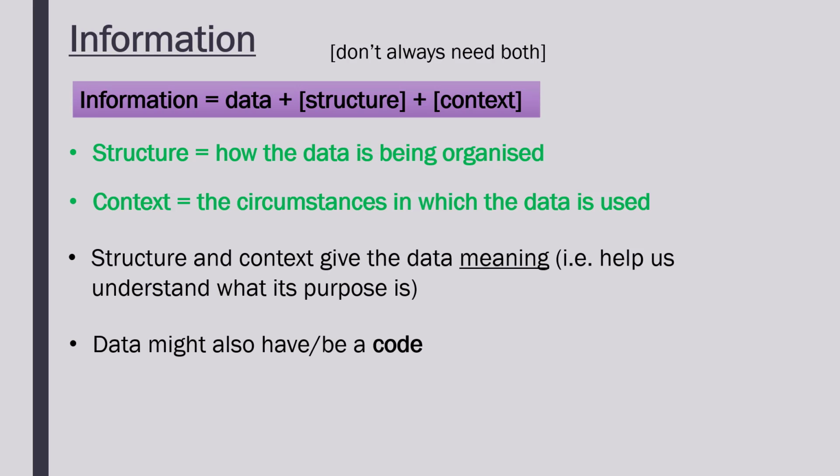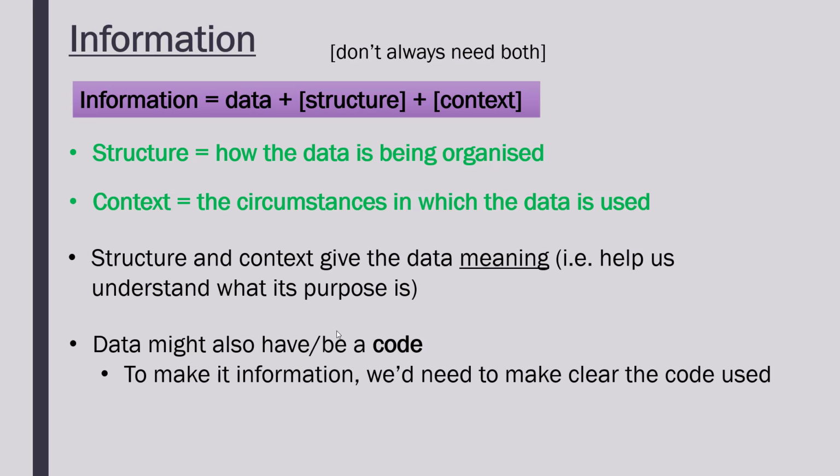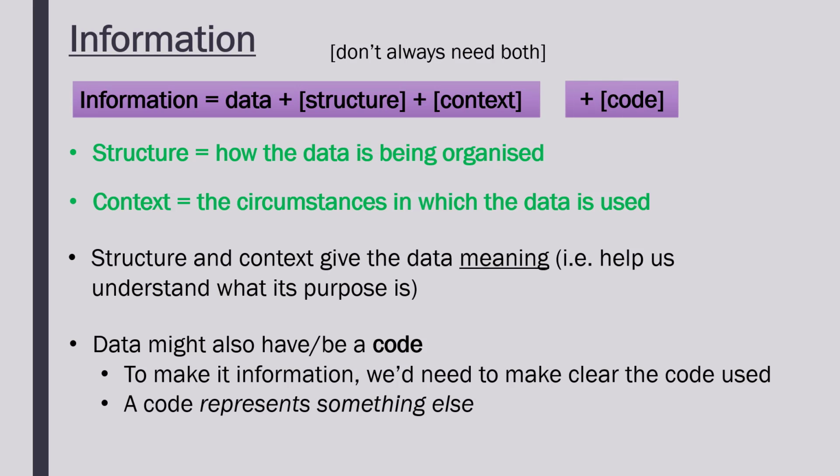A slight complication to this is sometimes the data may have a code within it. The data itself may be a code for something or may have a code embedded in it. So if data has got a code, to make it information when we're processing it, we've also got to make sure we make clear what the code used is. By code, I mean a code represents something else.